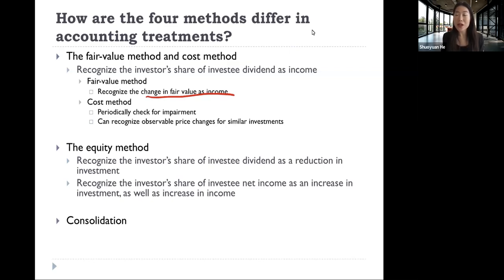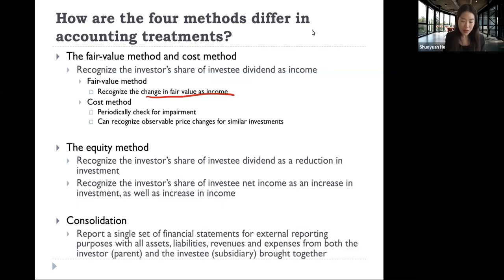What does this mean? We're going to also talk more in depth about the accounting treatment for the equity method later in today's class. The last one is consolidation. Under consolidation, we report a single set of financial statements for external reporting purposes, with all assets, liabilities, revenues, and expenses from both the investor and the investee brought together. And we're going to spend most of the rest of the semester talking about how to do consolidation. So there will be enough talking about this part later in the semester.